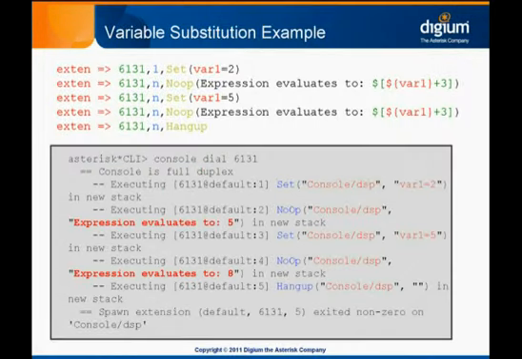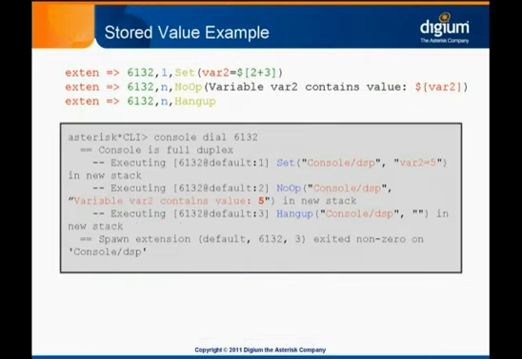Asterisk performs variable substitution before it evaluates expressions. This makes it possible to use variables inside an expression. In our previous example, we showed 2 plus 3. Here we've replaced the 2 with the variable var1. Looking at the console output, you can see the evaluation of the expression changes as the variable changes. We can also store the result of an evaluated expression into a variable for use elsewhere in the Dialplan.